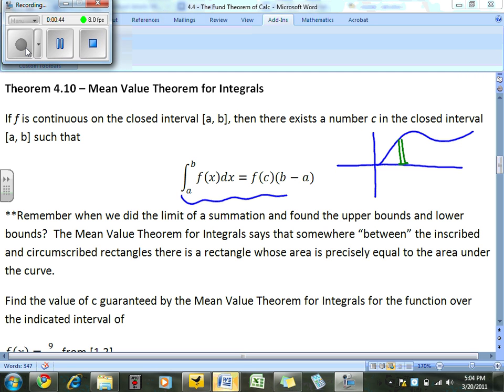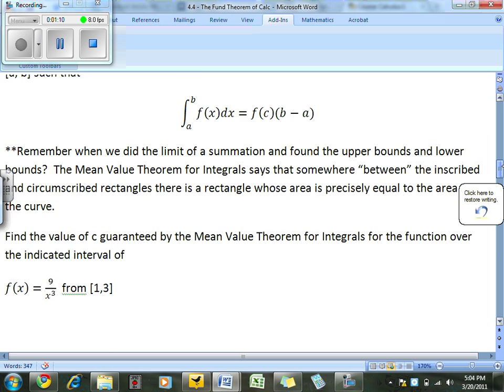Well, what the average value theorem says is there's some value between a and b, where if we pick, maybe it's right here, this rectangle here is going to be the exact value of the area underneath this curve. It's going to be the perfect rectangle for the value of the area underneath that curve. And we'll do an example here to show you how we use that.